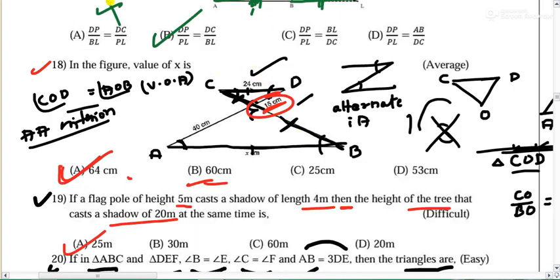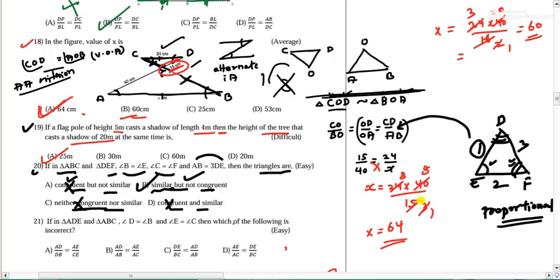Can you see it properly? It is 15. So 64 is the right answer. Okay. Yes. Okay, then 64 is correct. Got it? Any doubt? Okay. Good. So I hope you are understanding.